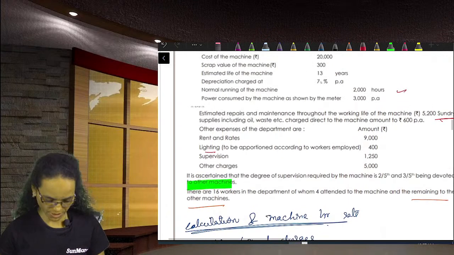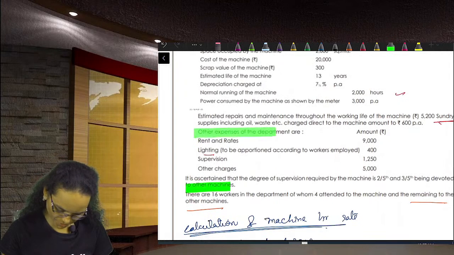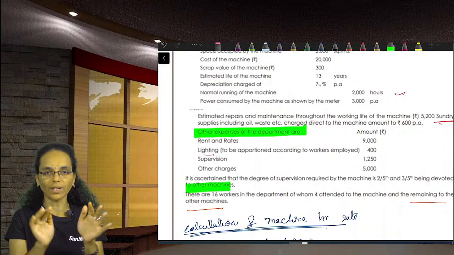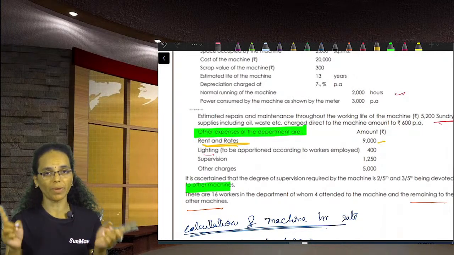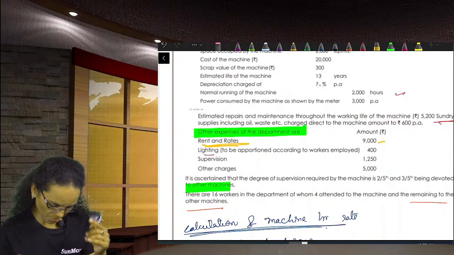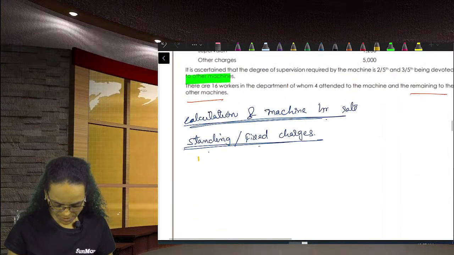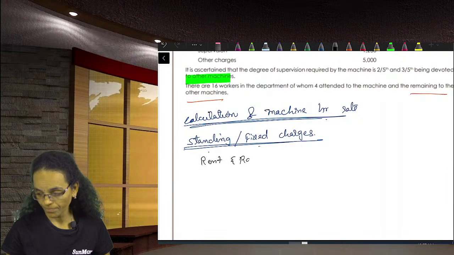First we will take this information. This is the information for the entire factory or the department. Rent is 9,000 rupees we are paying per annum. First I will write rent. Rent and rates, 9,000 rupees we are paying.